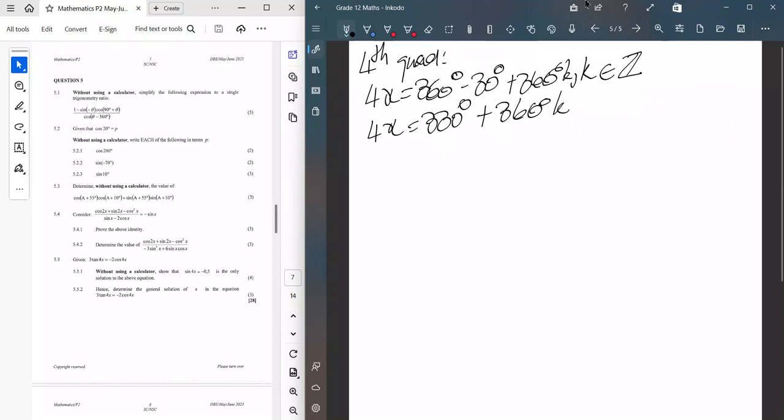330 divided by 4 is 82.8, so this is 82.8 degrees. 360 divided by 4 is 90. Right? So this is your general solution.